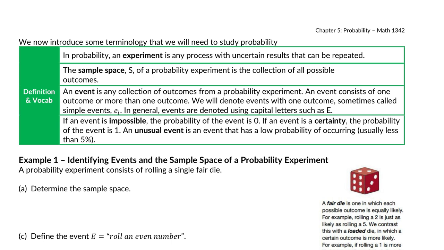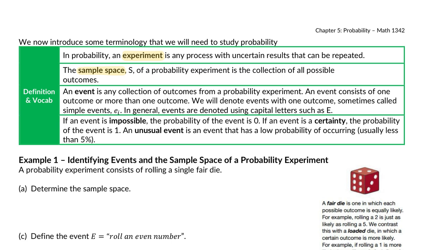In probability, an experiment is any process with uncertain results that can be repeated. So flipping a coin is our experiment. Rolling a dice, that's our experiment. Dealing a hand of cards, that's our experiment. The sample space, which is going to be represented by a capital S, is the collection of all possible outcomes. So if I was making a sample space for flipping a coin, it would be heads, tails. Those are the outcomes of flipping a coin. If I was making the sample space for rolling a dice, it would be the numbers 1 through 6, because those are my options when I roll a d6.